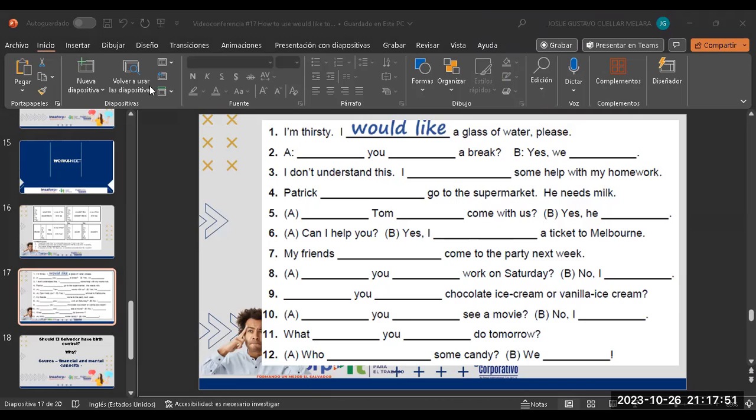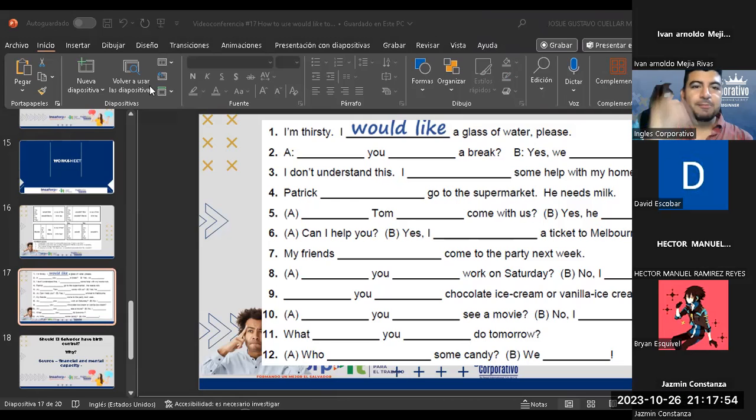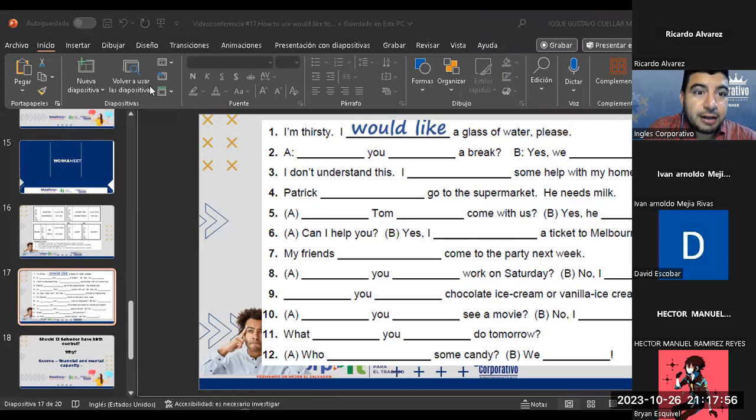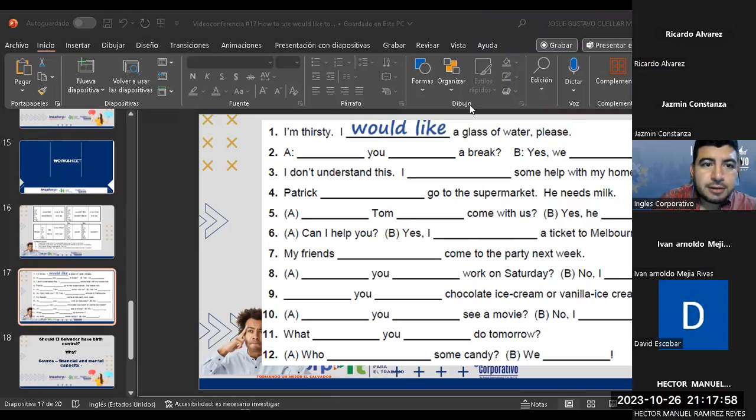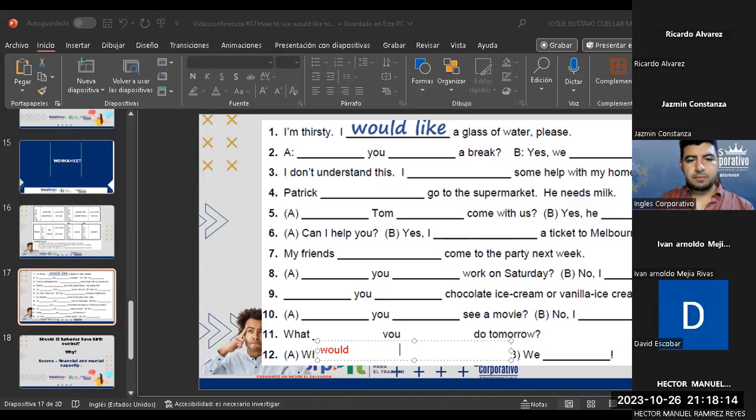Let's see. Vamos a ver con cuál se animan. From 2 to 12. Ricardo, you want to be the first? Okay, then number 11, let's go. Sería, what would you like to do tomorrow? Perfect. Thank you. What would you like to? Yes. Perfect. Thank you, Jasmine.